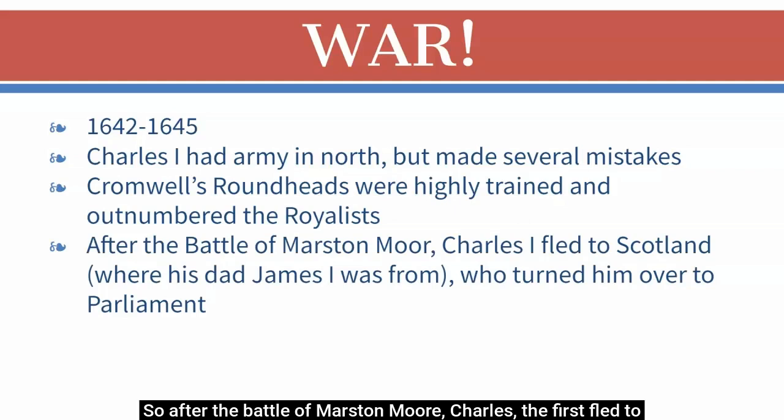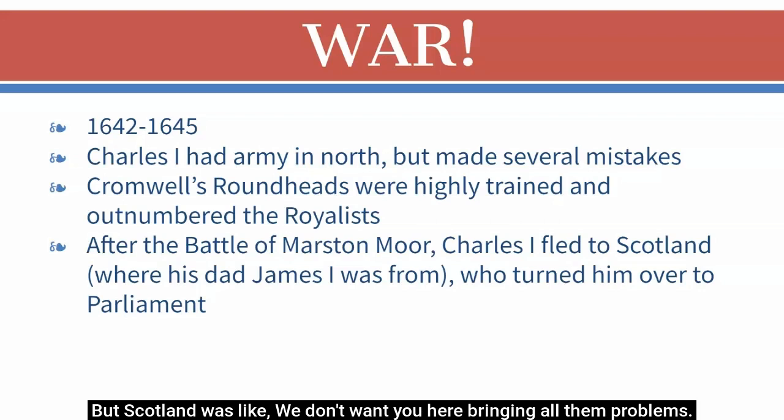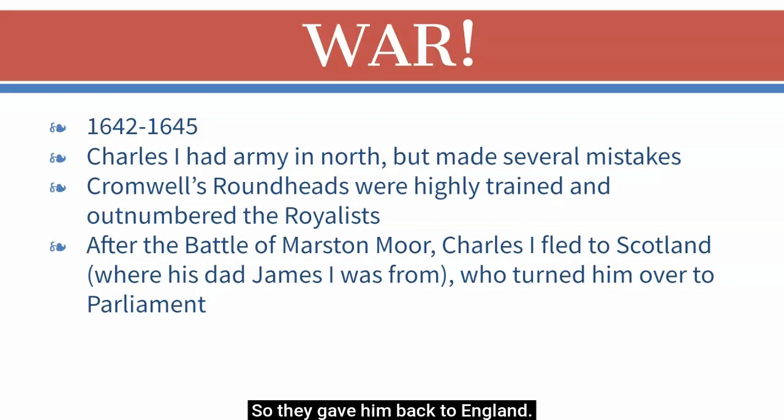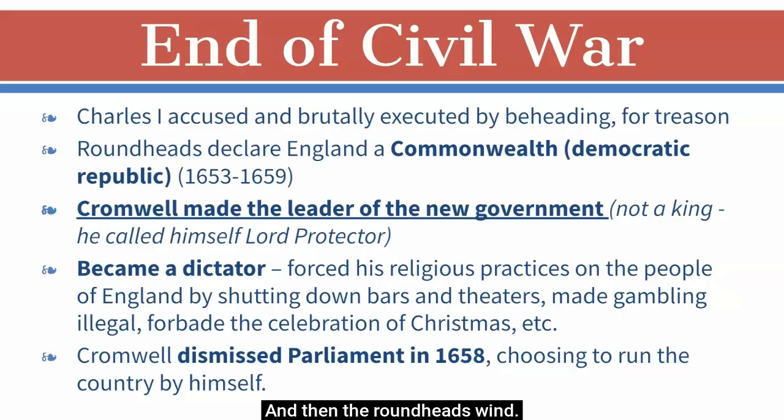So after the Battle of Marston Moor, Charles I fled to Scotland. If you remember, his dad, James I, was from there, so he went back to his roots. But Scotland was like, we don't want you here bringing all them problems, so they gave him back to England. And then the Roundheads win. So the Civil War is over. Charles I is accused, and he's brutally executed by beheading for treason.